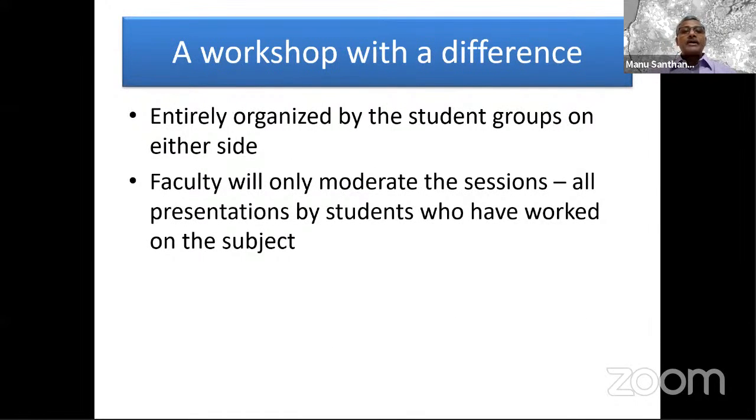So this workshop, as you're aware, is entirely organized by the student group of researchers on both sides. Often it turns out that most of us faculty present the work which has been done by our students and get the good name for it, whereas the actual work has been done by the students who are putting in their hard work and dedication so that we get to project all the good results. But this time, we have asked the students to actually do the presentations themselves. The faculty will only moderate the sessions, and the presentations will be made directly by the students, and there will be, of course, a round of discussions towards the end.